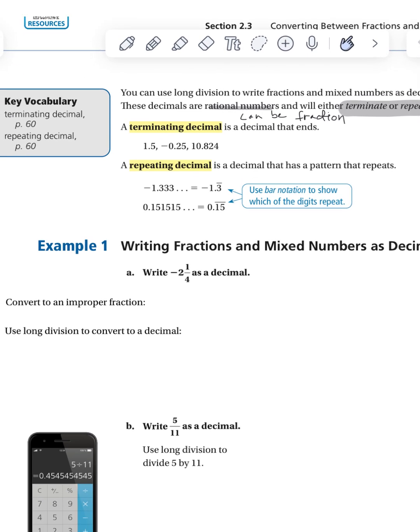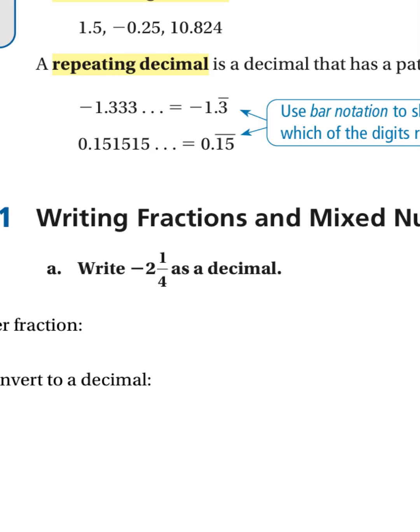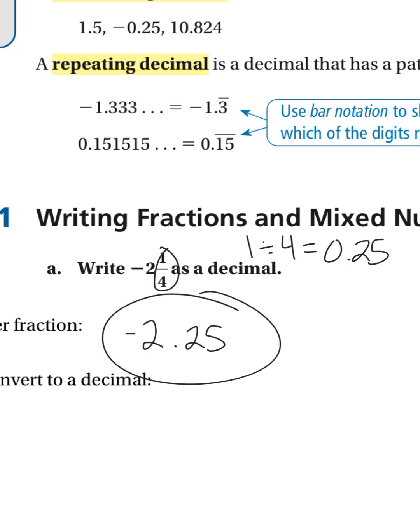Okay, to write -2 1/4 as a decimal, -2 is our whole number first, and then we need to make 1/4 into a decimal. So we're going to do 1 divided by 4. If we do that in our calculator, we should get 0.25. So -2 and 1/4 should be -2.25.